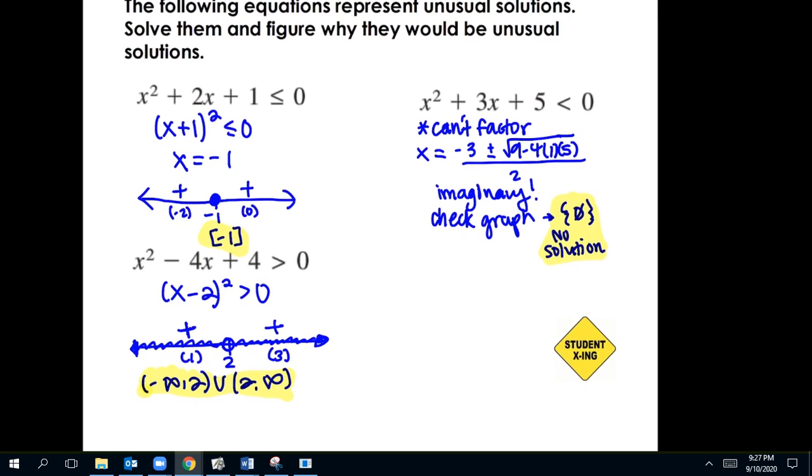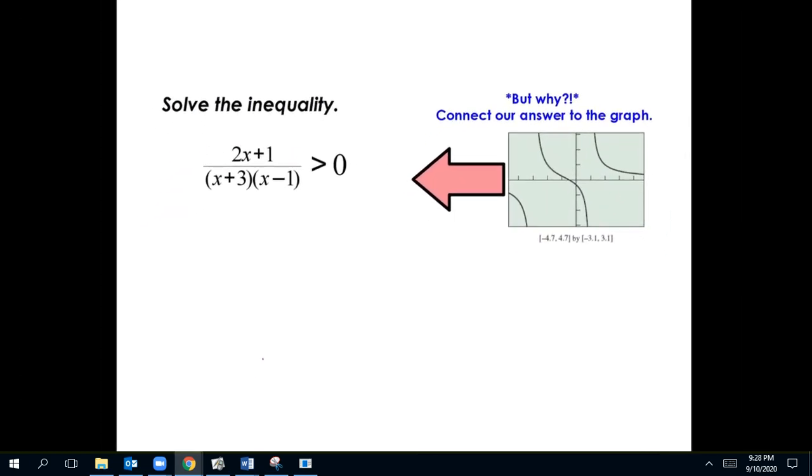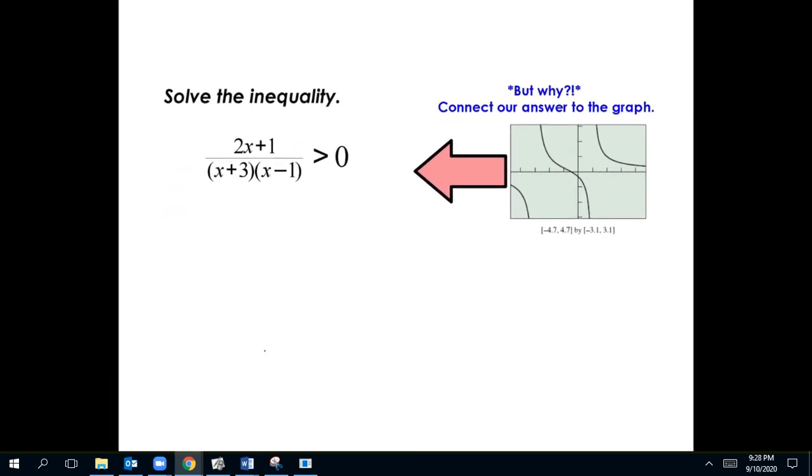We're going to move on to some, what are these called? Rational expressions. Okay, so first up, I am going to solve this inequality. 2x plus 1 is greater than 0. Now, when we were solving rationals and we were solving for the x-intercept, for example, we could just kind of ignore the bottom and set the top equal to 0. So I know x equals -1/2 from that.